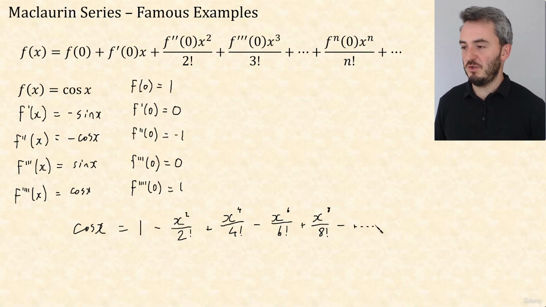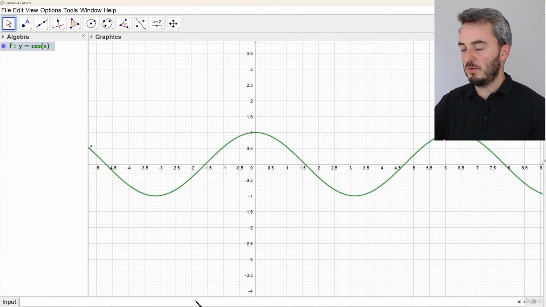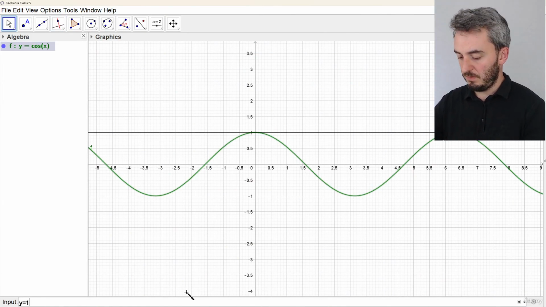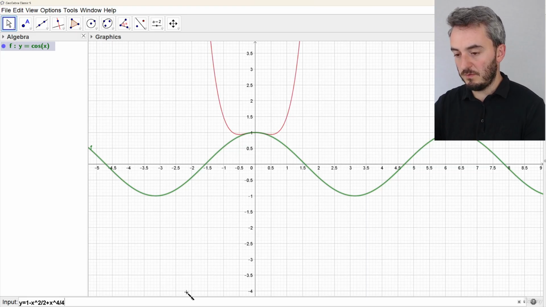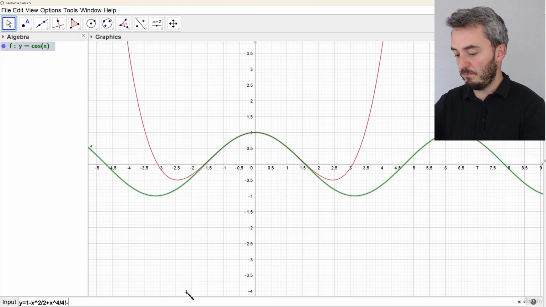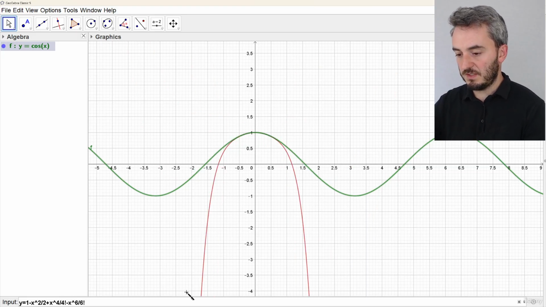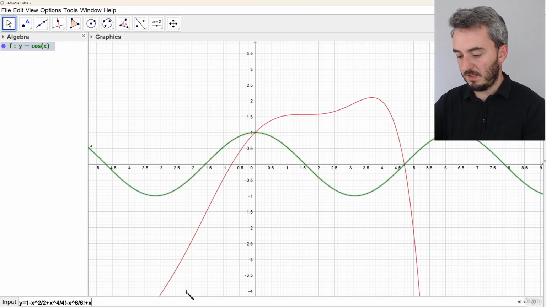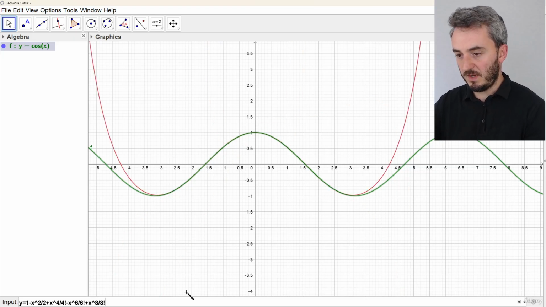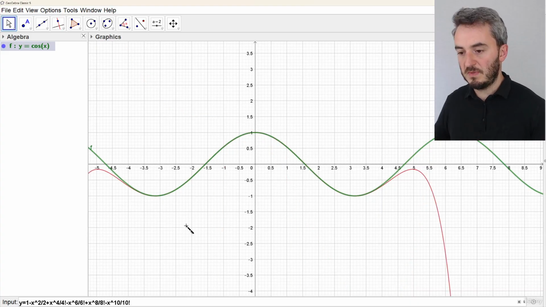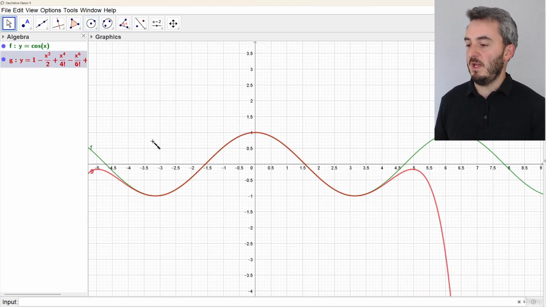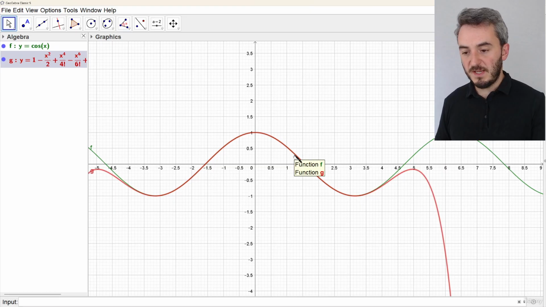Let's have a look at that in GeoGebra. So if we start with y equals cos x, and let's have a look at our expansion, y equals 1 minus x squared over 2 plus x to the 4 over 4 factorial minus x to the 6 over 6 factorial plus x to the 8 over 8 factorial, and so on, minus x to the 10 over 10 factorial. So there we have it again, our polynomial curve snaking its way along the function.